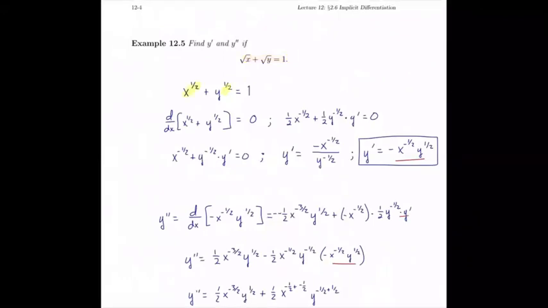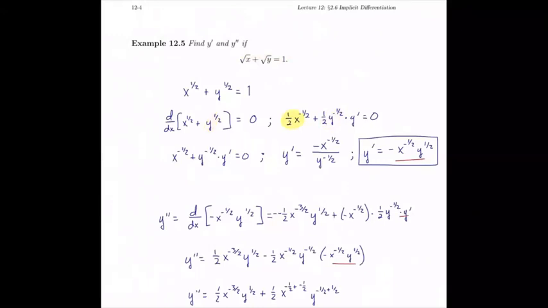So I change these to fractional powers to make my differentiation easier. And I take the derivative of both sides. The derivative of the right-hand side with respect to x is going to be 0. We've seen that multiple times now. Now the derivative of the sum is the sum of the derivatives. The derivative of x to the 1/2 is 1/2 x to the negative 1/2. So that's this term here. And the derivative of y to the 1/2 is 1/2 y to the negative 1/2.